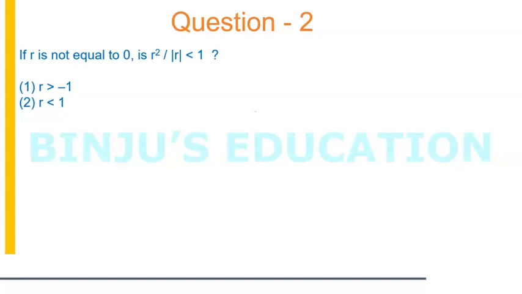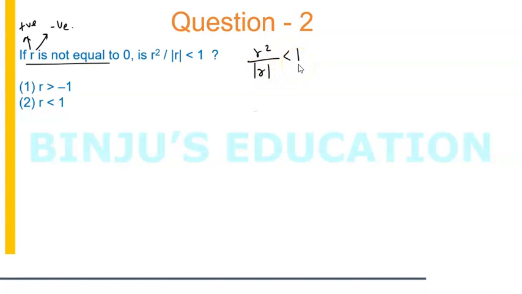Okay, let's see what we can do with this one. It says that R is not equal to 0. That means R can be positive, R can be negative also. R is not equal to 0. Is R square by mod R less than 1?